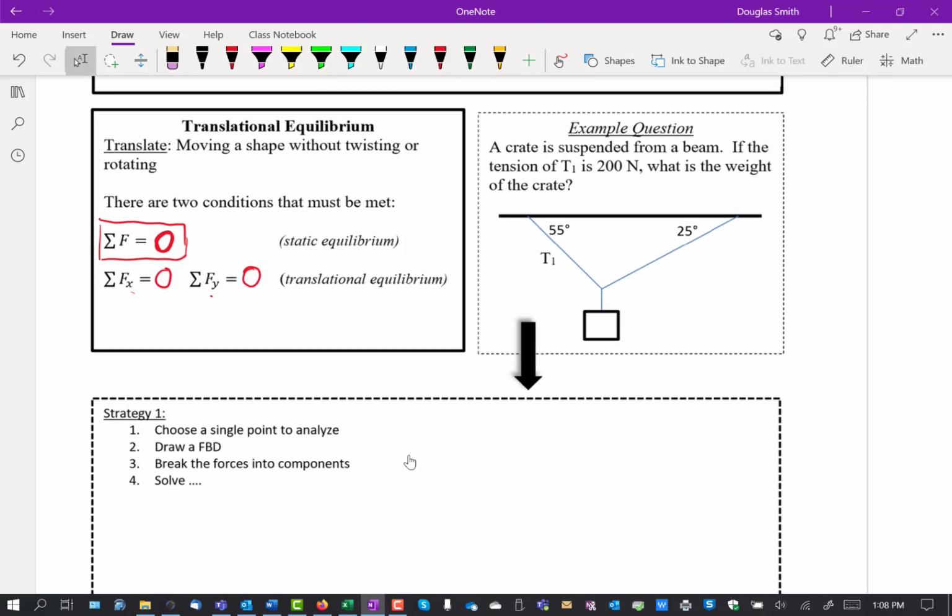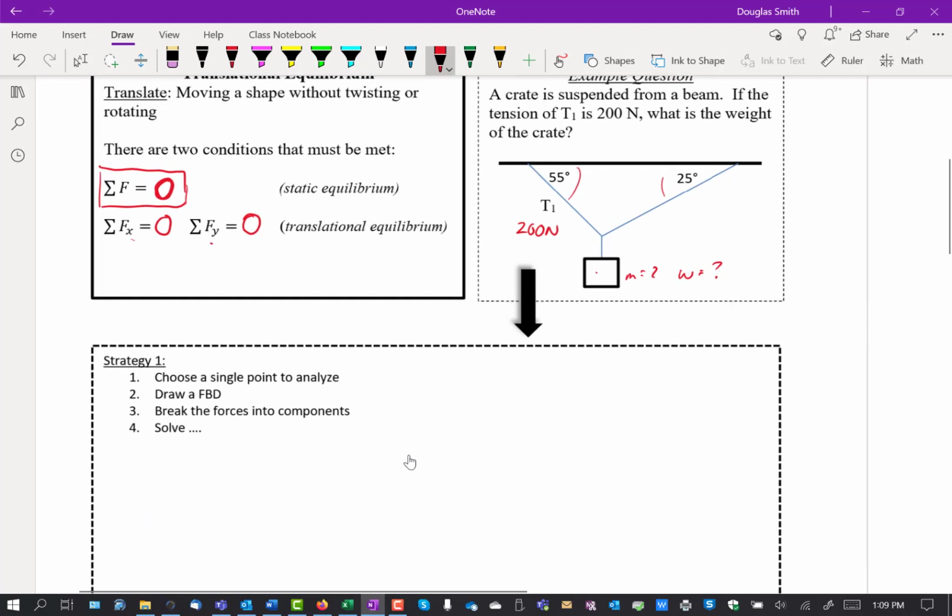So to go over this, I have an example question. A crate is suspended from a beam. So there's my crate, and there are two cables holding it in place. This T1 is 200 newtons. What is the weight of the crate? We're told a couple of angles and one of the tensions, and our job is to analyze this to figure out essentially what this weight, or mass, is.